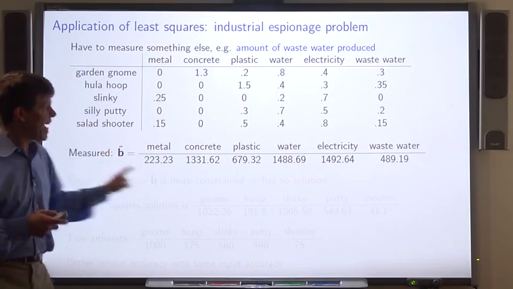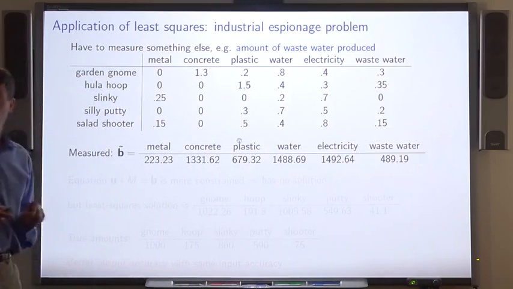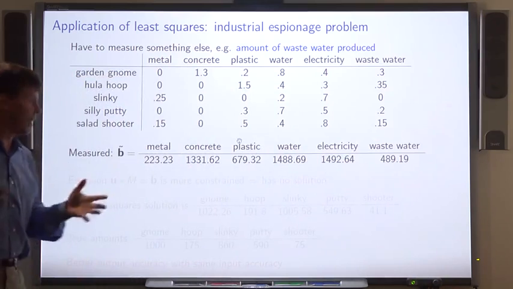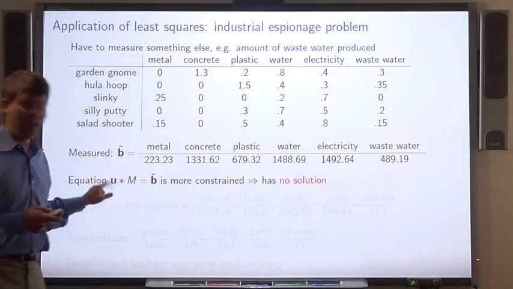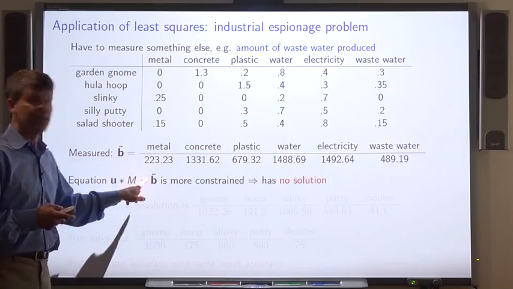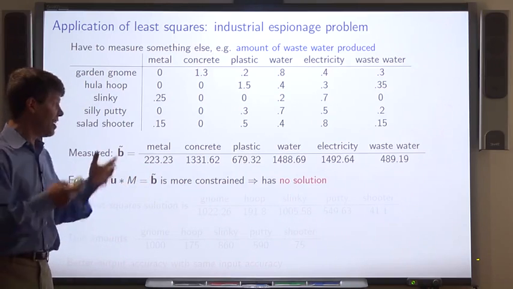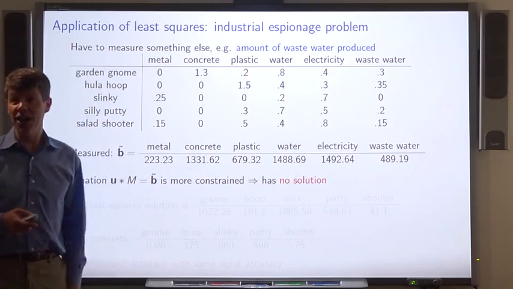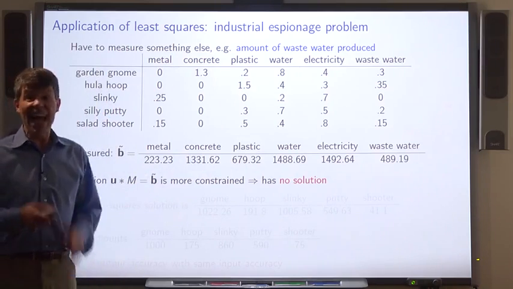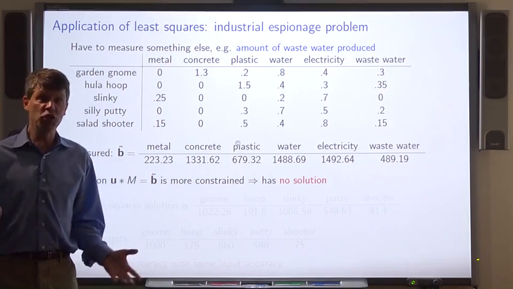Now our measurement has one more number, the total amount of wastewater that's produced by the factory. Now if we look at the equation, u times m equals b tilde, it's more constrained. There's an additional equation. As a consequence, in fact, since we're using this approximate data, this equation has no solutions. It's too constrained. So what do?